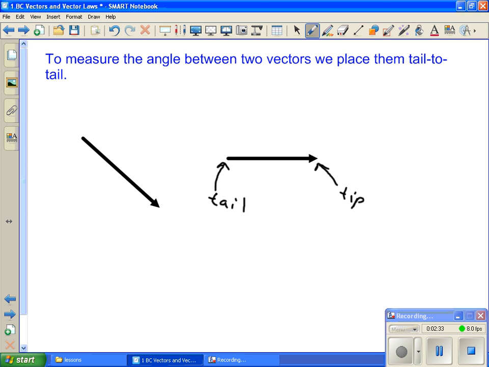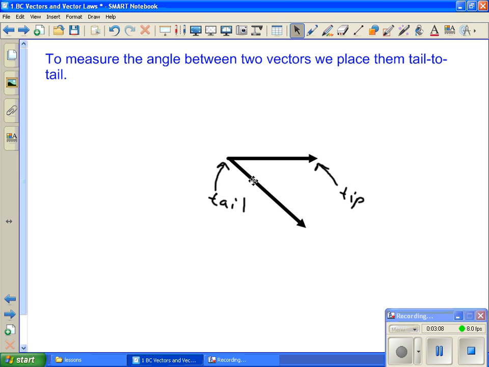Okay? If we're talking about the angle between these, we have to move these vectors so that they are tail to tail. So I can take this one over here, I can line them up like that so that they are tail to tail. And that's one of the things about vectors. You can take vectors and you can move them around all you want. Okay? As long as you keep the length the same, and as long as you keep the direction that that arrow is pointing the same, you have the exact same vector. So that vector that I moved over to here, it's the same vector as before.